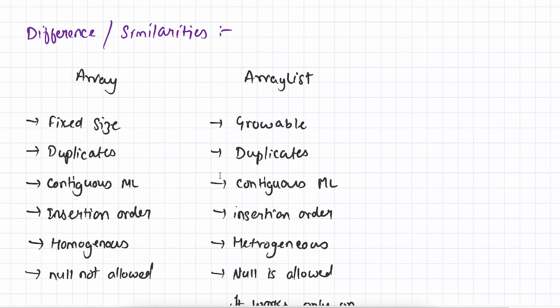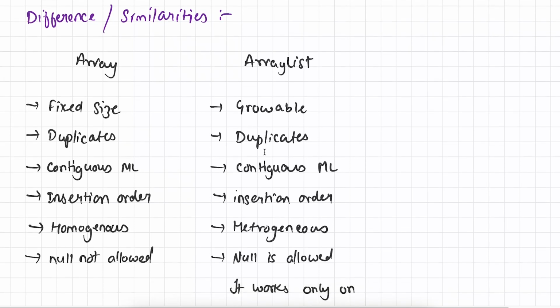So now let's move on to the next section of this video where we see the differences and similarities between array and ArrayList. Okay, so the first difference between array and ArrayList is that array is fixed size, whereas ArrayList is growable size, right? In case of array, we cannot increase or decrease the size of the array, but ArrayList internally grows and shrinks its size based on the number of elements. Okay, now the second similarity between array and ArrayList is we can add duplicate elements in array. And similarly, we can also add duplicate elements in ArrayList.